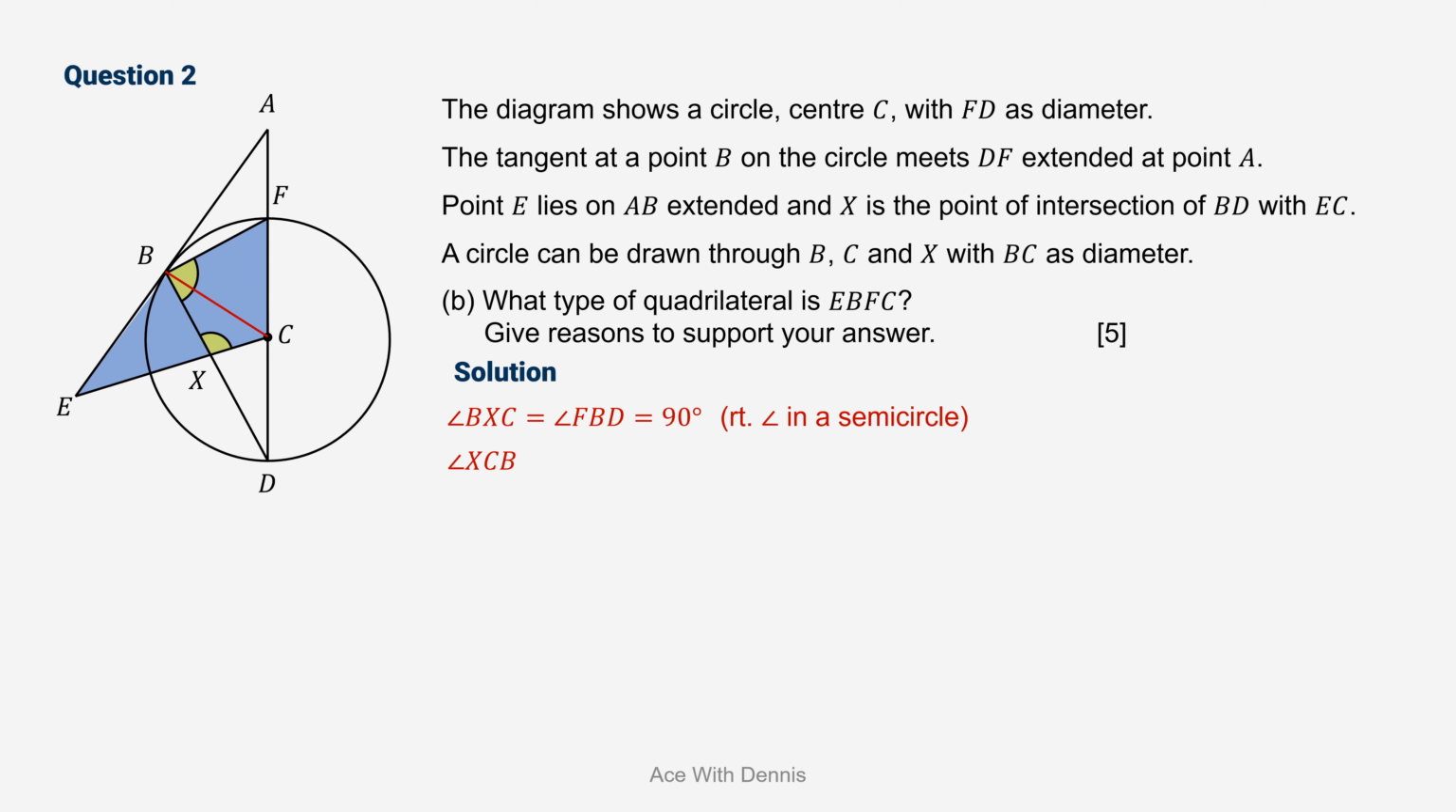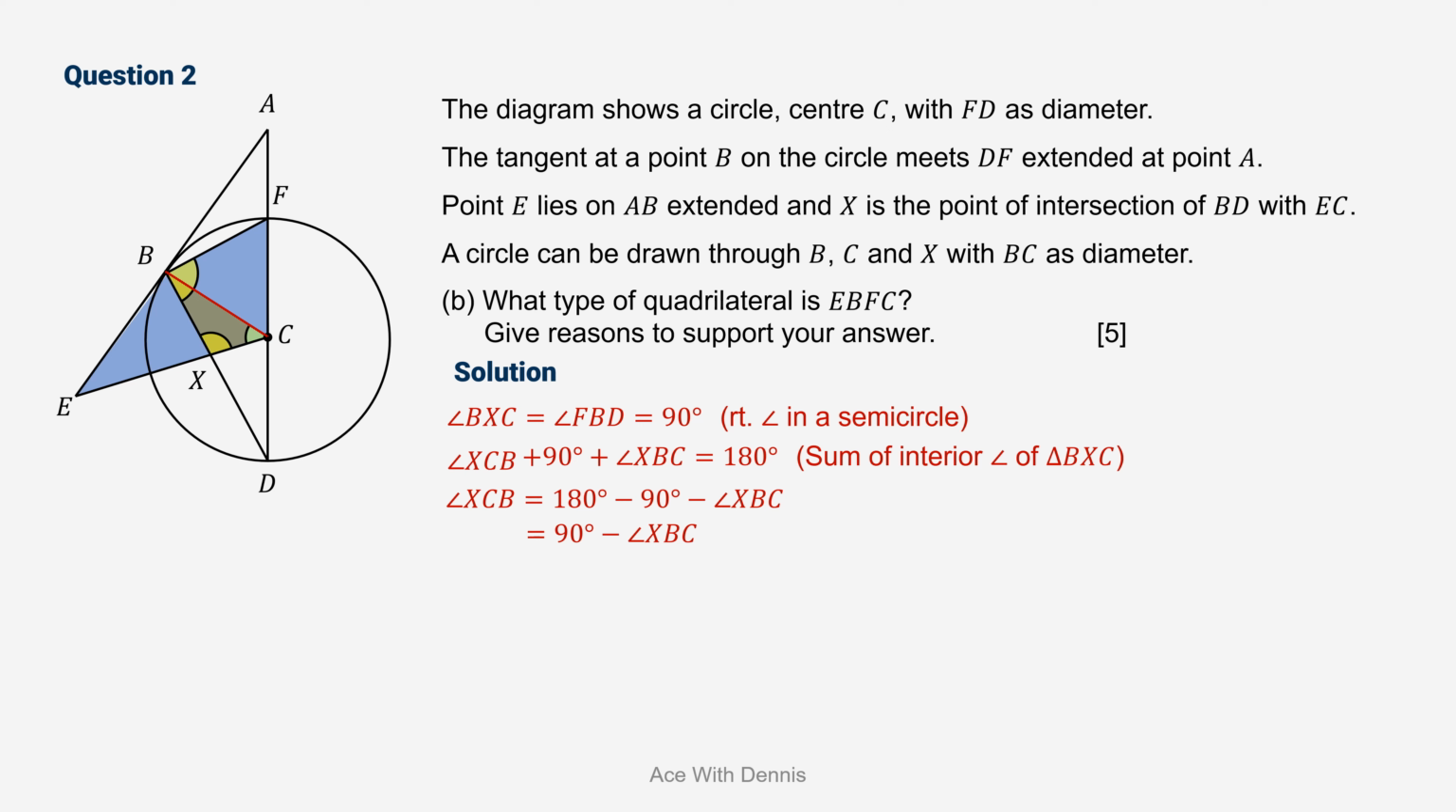Next, we look at the angle XCB, which is this angle. It is added with 90 degrees and angle XBC gives us 180 degrees. The reason is because it is the sum of interior angles of triangle BXC. Then we can calculate the angle XCB, which equals 180 degrees minus 90 degrees minus angle XBC, and calculating that, we get 90 degrees minus angle XBC.